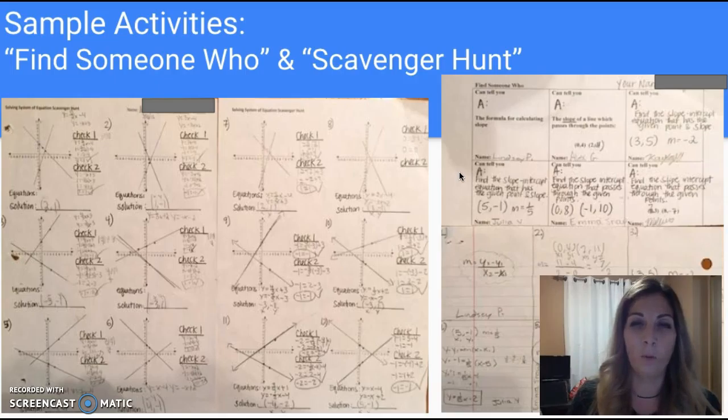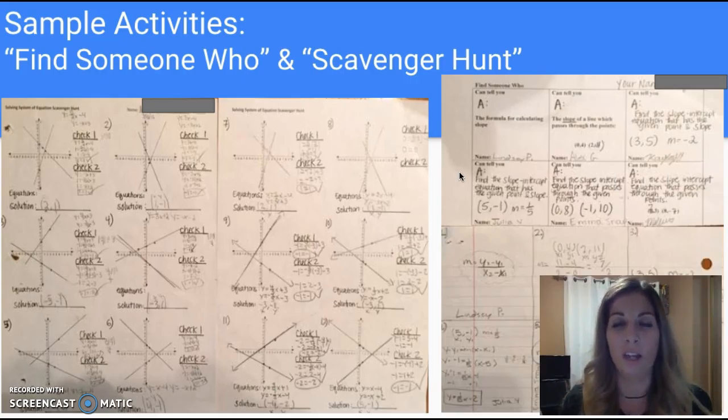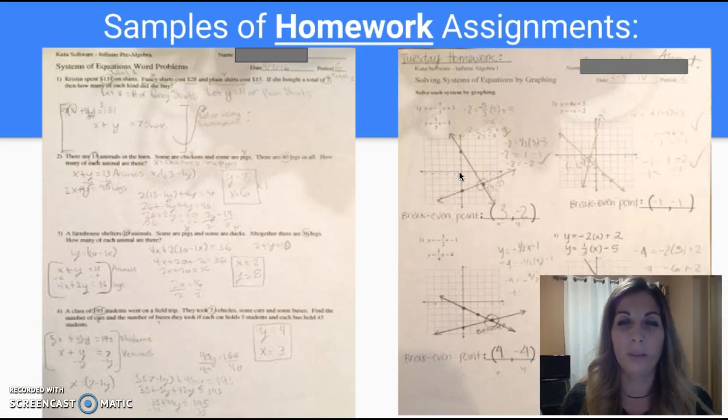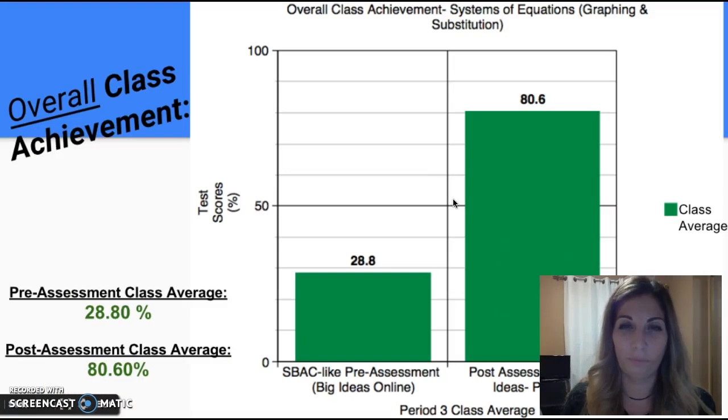Here are sample work of students who participated in the Find Someone Who activity and the Scavenger Hunt activity. Here are samples of homework assignments that were given during this unit. Here on the left is a substitution homework assignment. On the right is a graphing assignment.